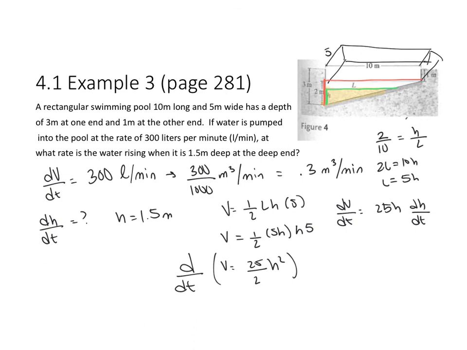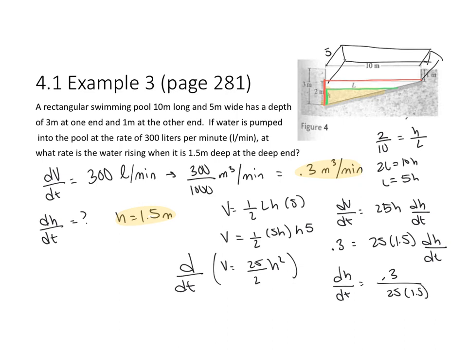Now once I've taken my derivative, I'm going to plug in everything I know. So we're going to look back and we know our height is 1.5 meters. This is why it was so important to get the dV/dt into meters cubed here, because meters and liters don't really jive. I needed to get into cubic meters in order to make those work together. Okay, so we have 0.3 is going to be 25 times 1.5 dh/dt. So my dh/dt is 0.3 over 25 times 1.5.